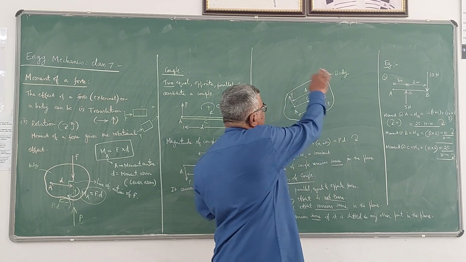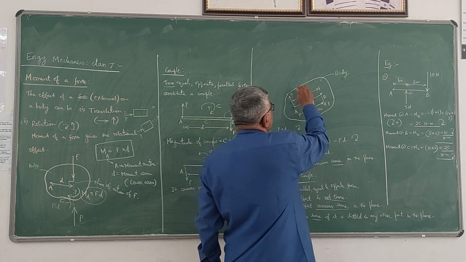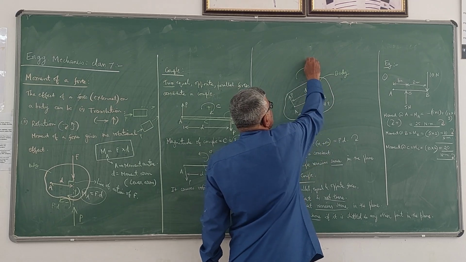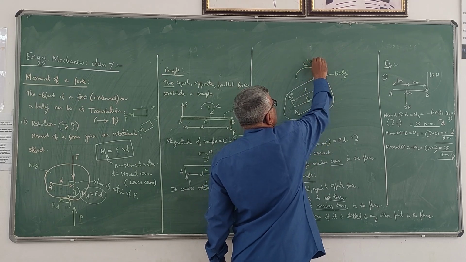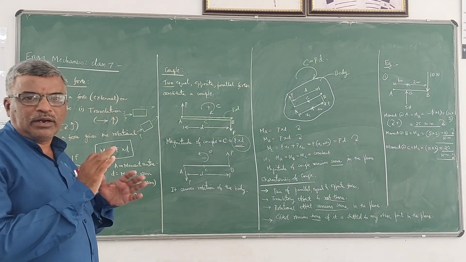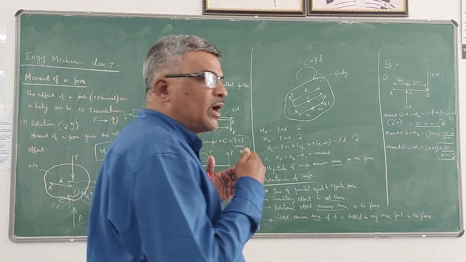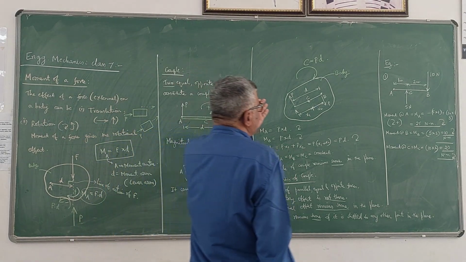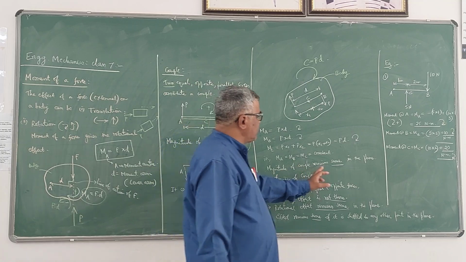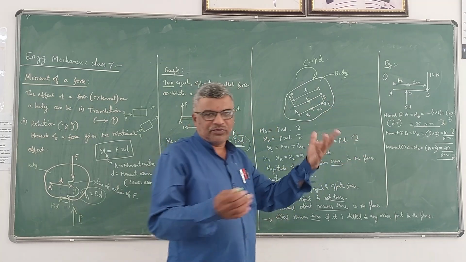The net effect of these two forces on this body is that it tries to rotate the body like this, C, which is equal to P into D. C is the couple there. So moment and couple, of course, you can say it is the same here. So in this case, the magnitude of the couple remains the same in the plane wherever you consider.